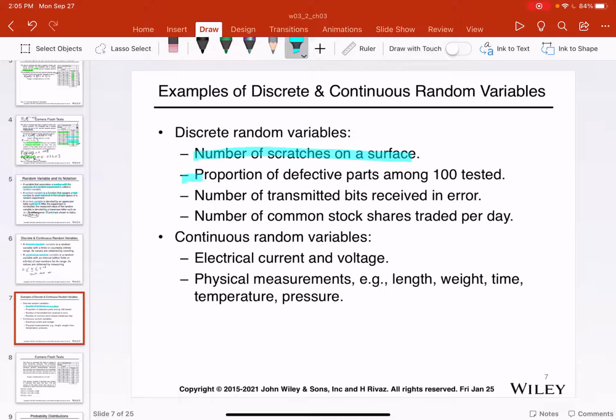Or the proportion of defective parts among 100 tested, the number of bits transmitted in error, the number of common stock shares traded per day. These are all discrete random variables. And in an experiment, the current can be a continuous random variable, as can length, weight, time, temperature, pressure.